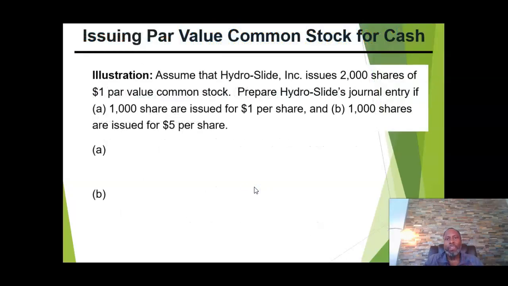Here we go. We have Hydroslide Inc. issues 2,000 shares of $1 par value common stock. Prepare the journal entry if for A, 1,000 shares are issued for $1 per share, and B, 1,000 shares are issued for $5 per share.